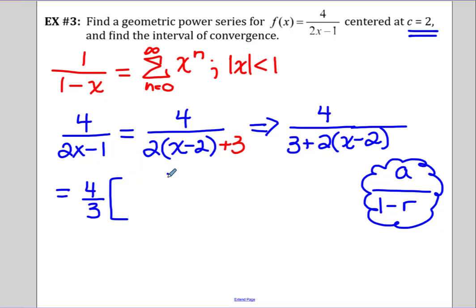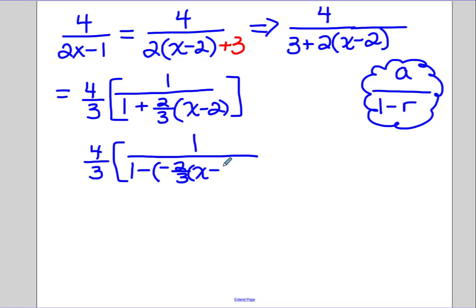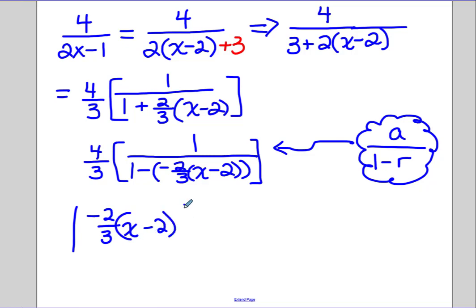This would give us our numerator is 1, and then the denominator is going to be 1 plus 2/3 times the quantity x minus 2. And then rewriting that so we have the proper form, 4/3 and 1 divided by 1 minus negative 2/3 times the quantity x minus 2. That gives me the format that we were looking for, an a number in the top, and then the absolute value of negative 2/3 times x minus 2 would converge if that was less than 1.